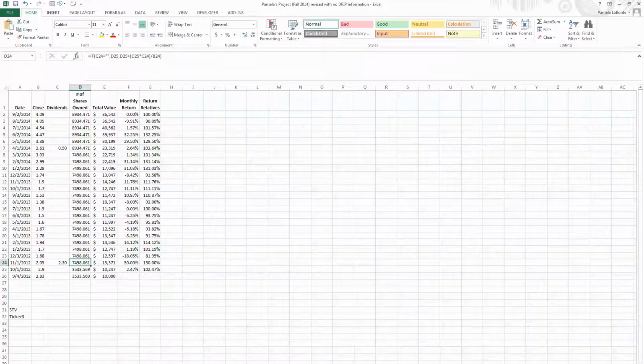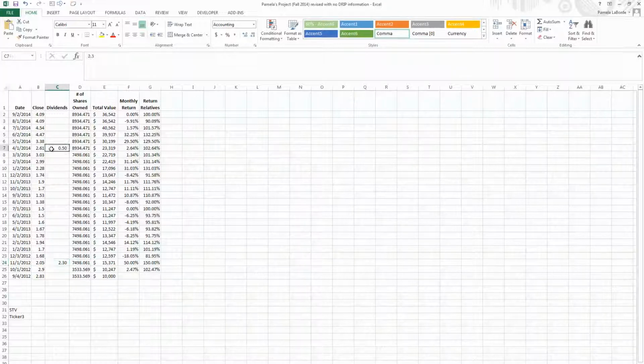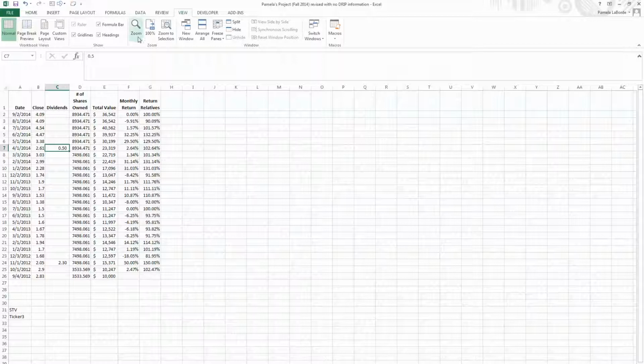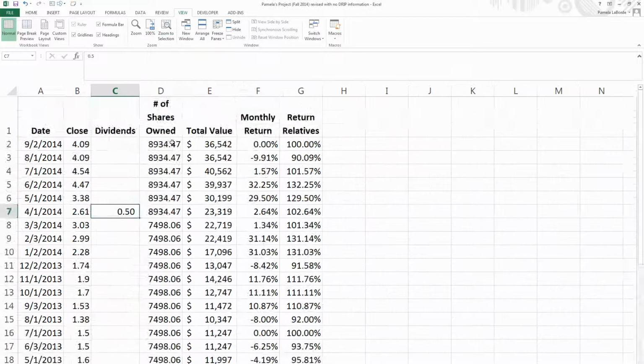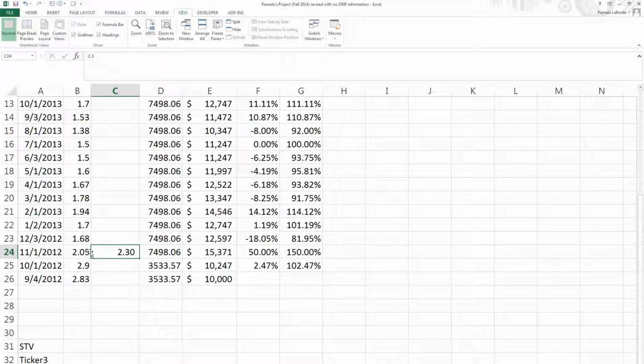The reason mine is vastly different is because of STV. STV pays quite large dividends relative to its price. So if you look at, let me zoom in a little bit. I don't know if y'all can see it that well on the screen. Notice that in November of 2012, STV paid a dividend that was actually higher than its price. Look what happened to the number of shares when I reinvested them. It went from 3,500 to about 7,500. STV pays a huge dividend relative to its price, and most companies don't do that.